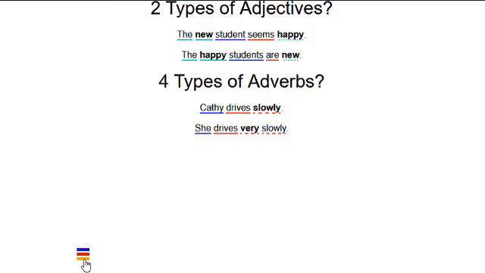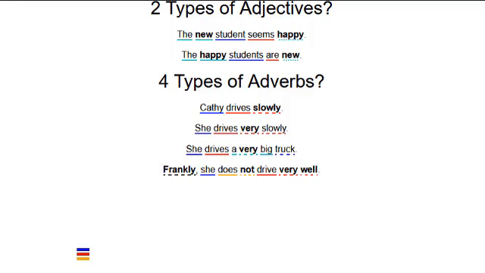Adverbs of degree, like very, can also modify adjectives, as in, "She drives a very big truck." The dashed aqua underline indicates that in this predicate, very is part of the noun phrase "a very big truck." Now consider the sentence, "Frankly, she does not drive very well." It has four adverbs, all indicated with dashed underlines.